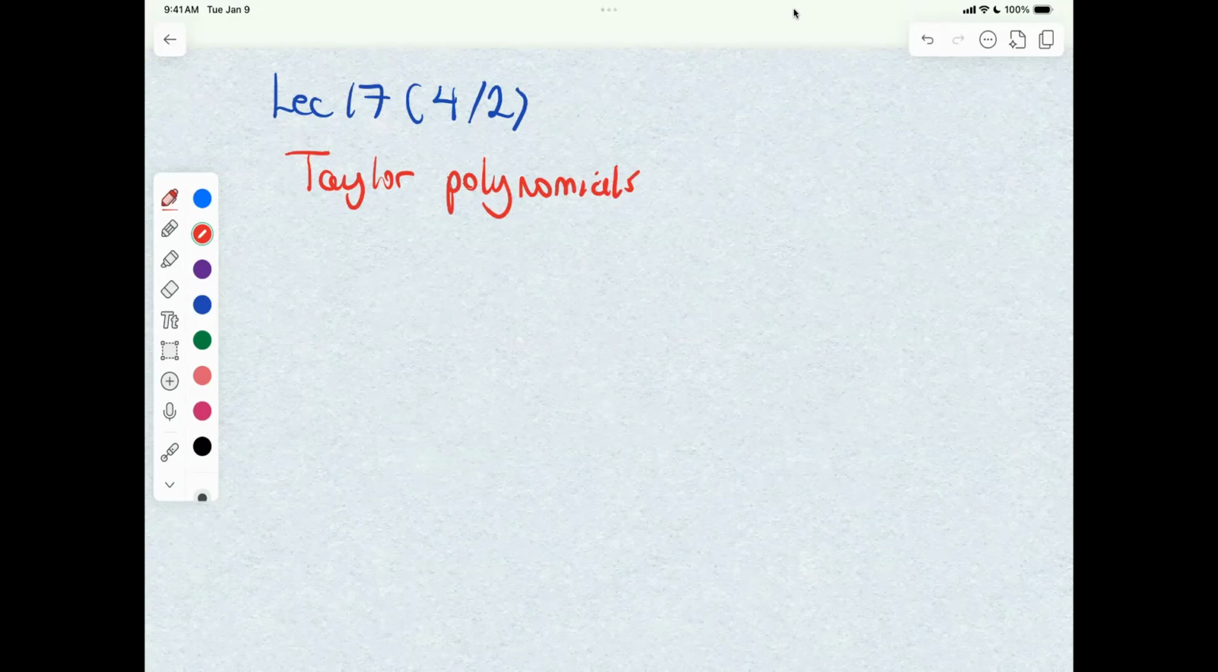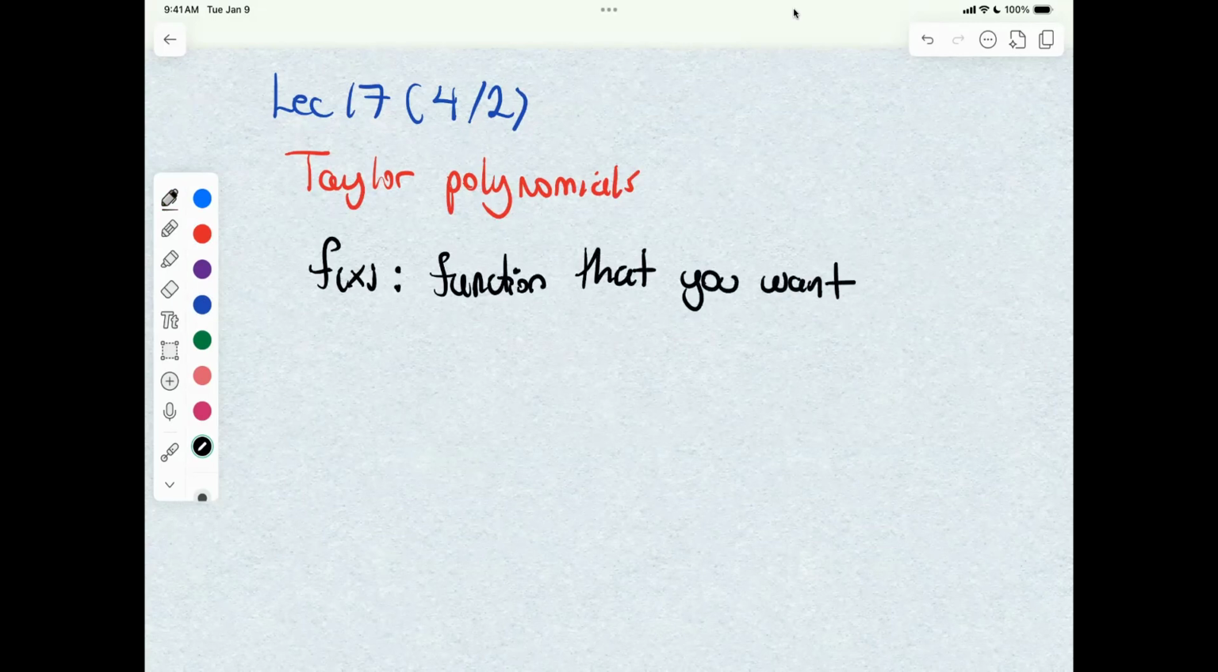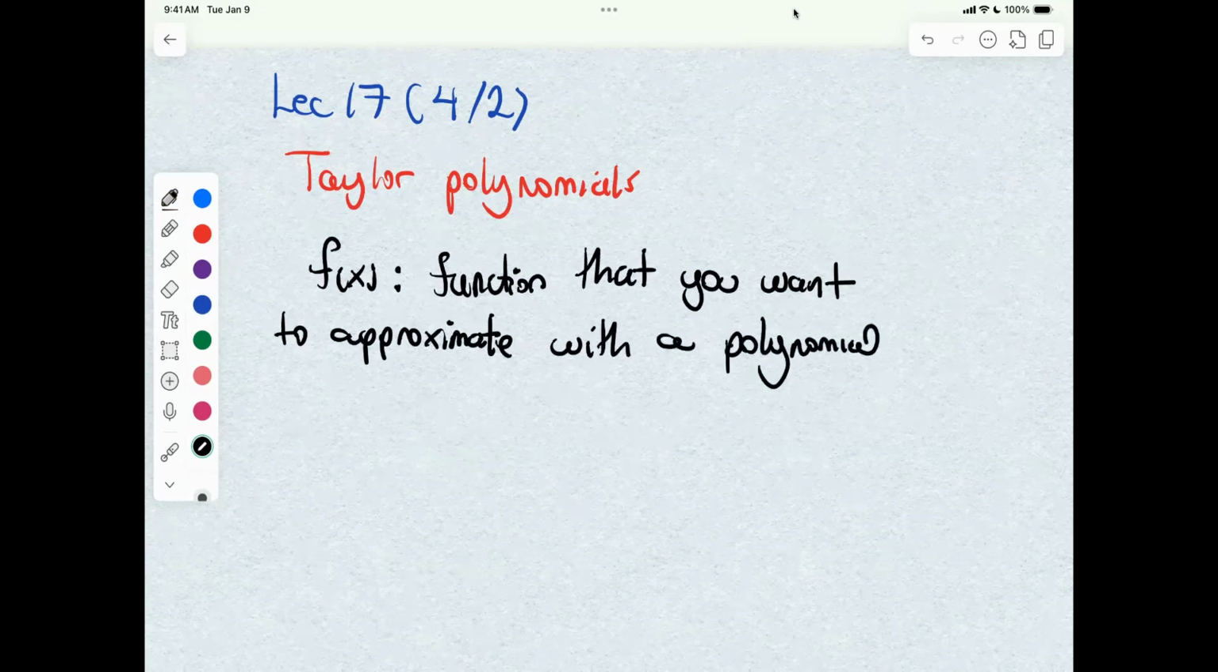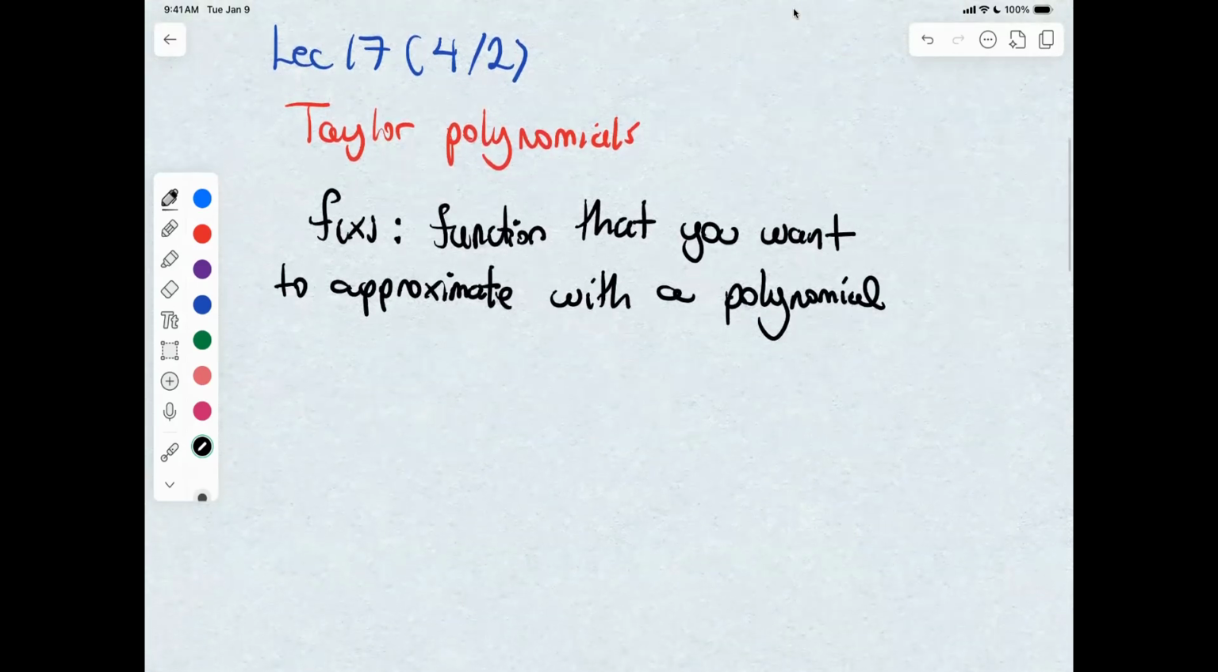So the idea is you have a function f of x that you want to approximate. You want to approximate that function with a polynomial of a certain degree, because polynomials must have a degree. So let's say that the approximation will have degree n.